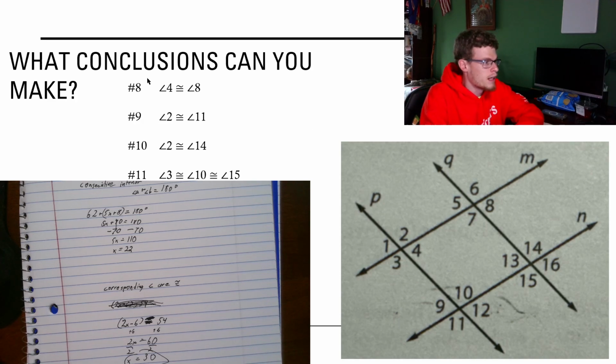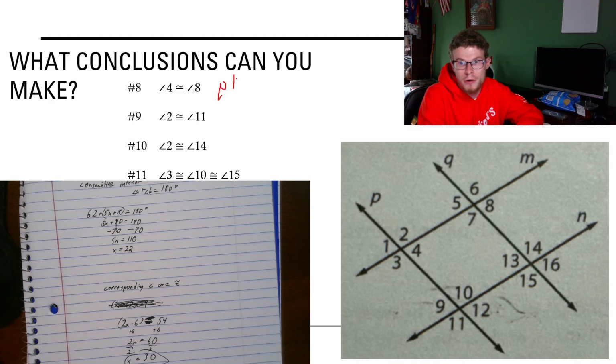First of all, if you see angle 4 congruent to angle 8, angle 4 is right here, and angle 8 is right here. These are attached to this line M. Since they're attached to line M, that means M is our transversal here, and P and Q are the lines that we're trying to determine something about. Angle 4 and angle 8 are corresponding angles, and if those angles are congruent, then our solution for this situation is that P is parallel to Q.